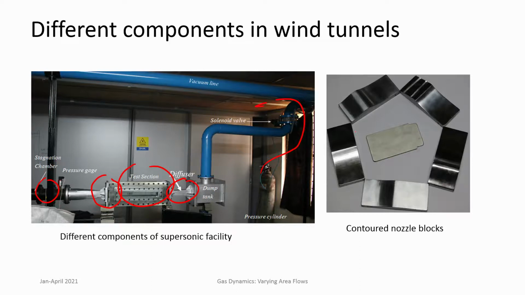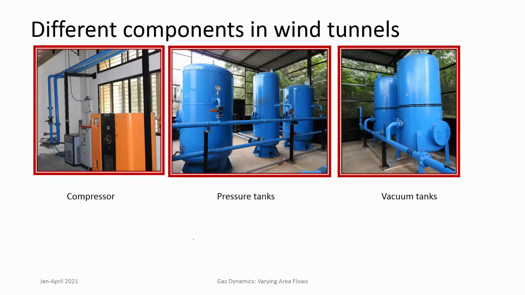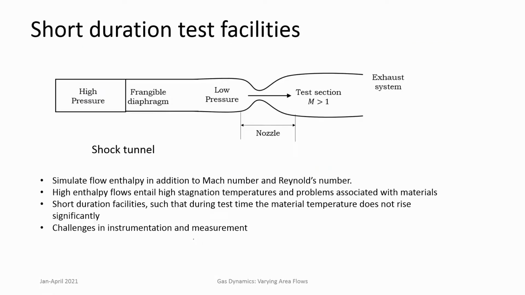And these are nozzle blocks, they are specially designed so that the flow is uniform within the wind tunnel. They are known as contoured nozzle blocks, and we can do this design using certain special tools which we will learn in later classes. So these are the high pressure tanks, compressors, dryers, high pressure tanks, and vacuum tanks. So you need a good amount of storage to run even for a few seconds.